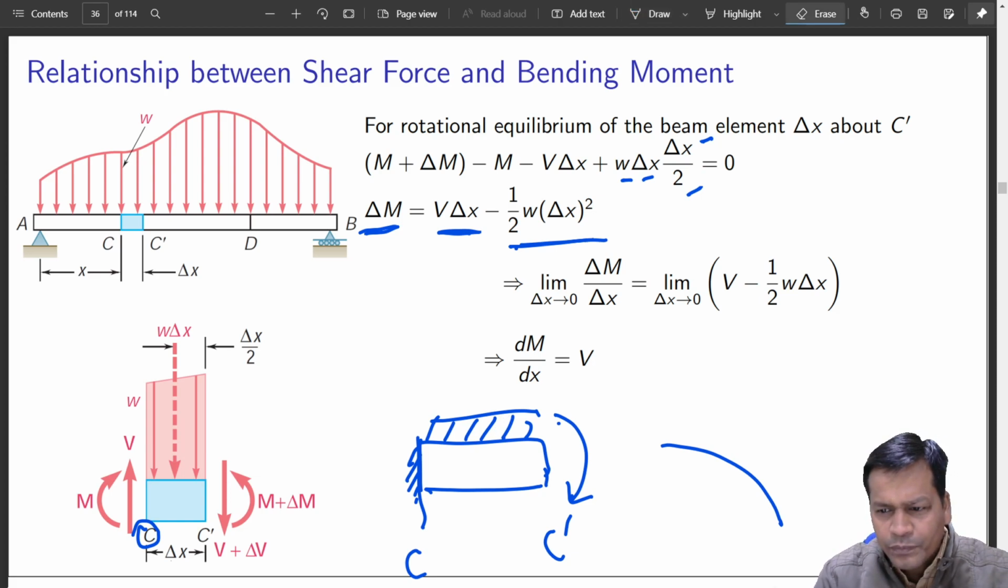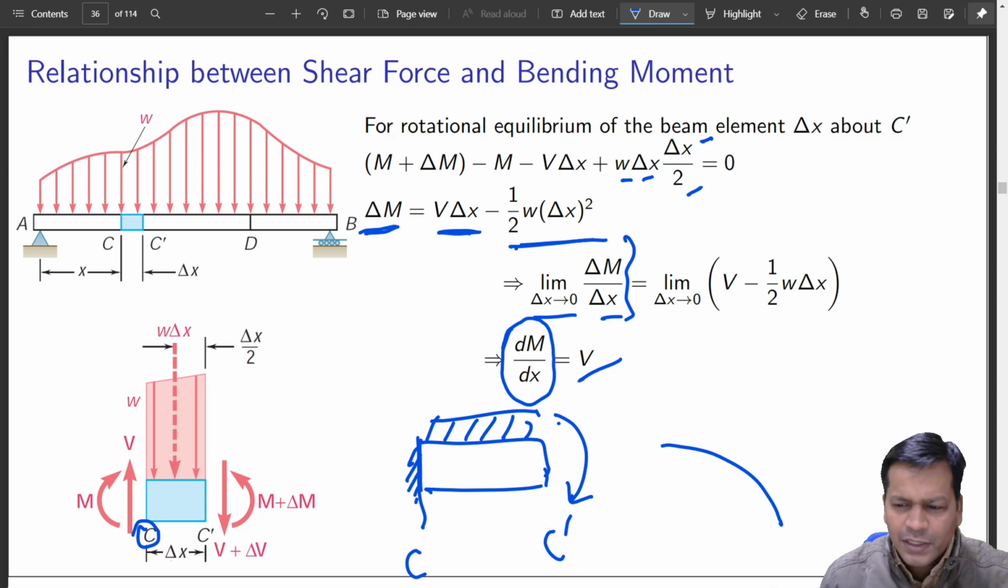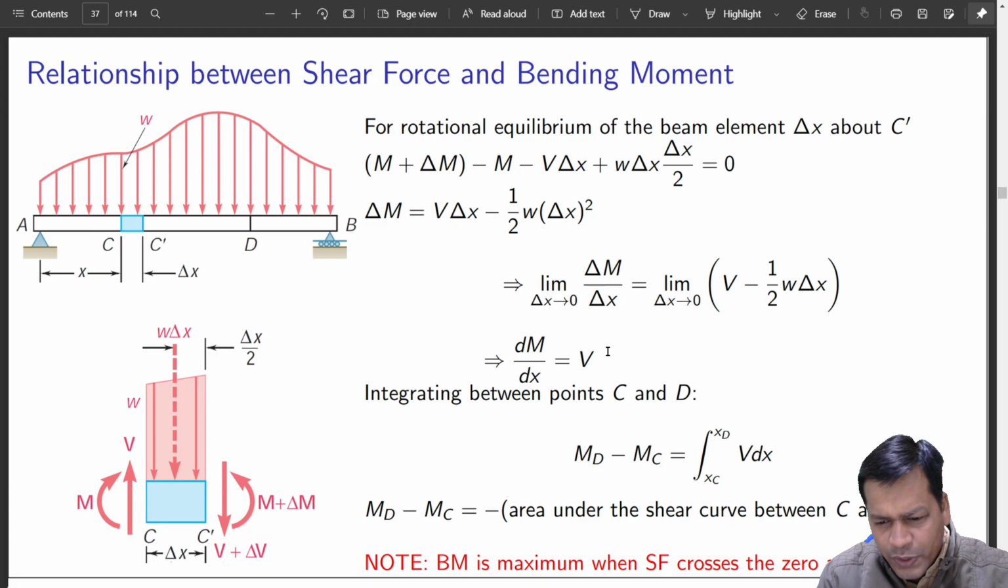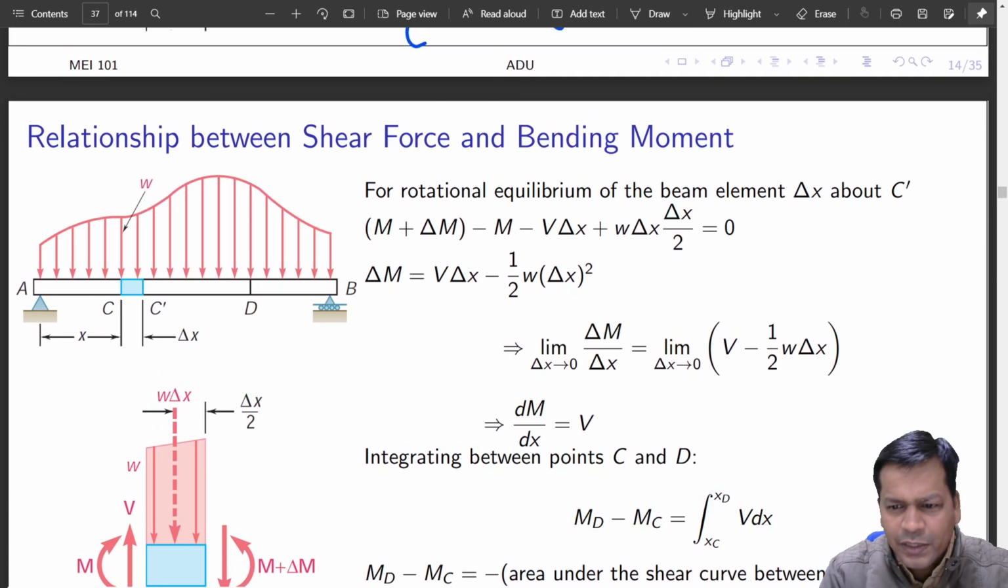And again, if I take a similar approach, you divide both sides by delta x, take the limit delta x tends to 0, this term becomes equal to dM by dx is equal to V, dM by dx is equal to V. So this is another very important relation that we will be using later on. Okay, so what does this say? Again, this is an important relation that we have derived just now.